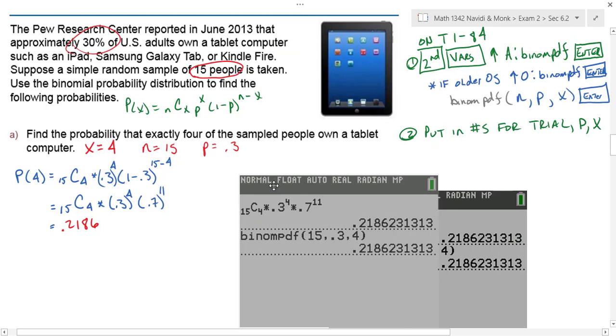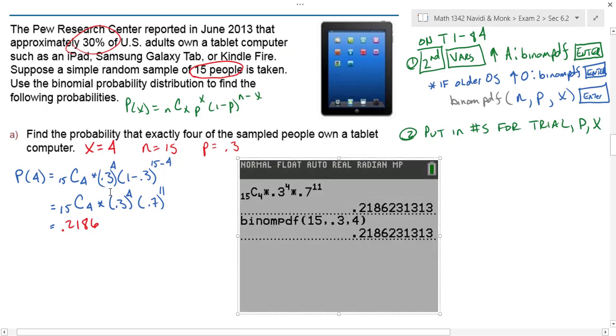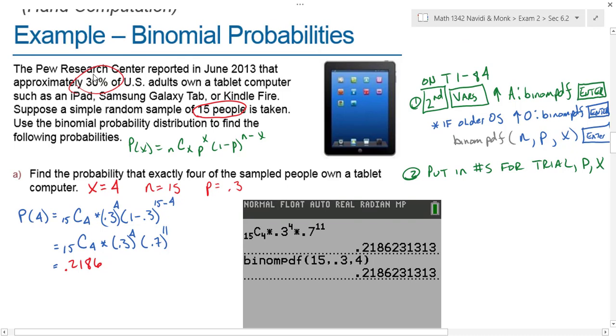So you're welcome to use this formula for the binomial distribution, the PDF, or you can use your calculator, the one that's pre-programmed in. Your call. I don't mind, use either one, but notice you get the same answers. After you scroll down to paste, you had to hit enter twice to get the answer.